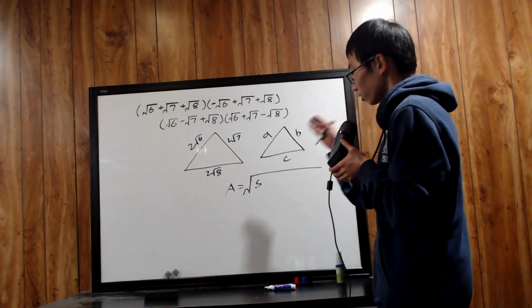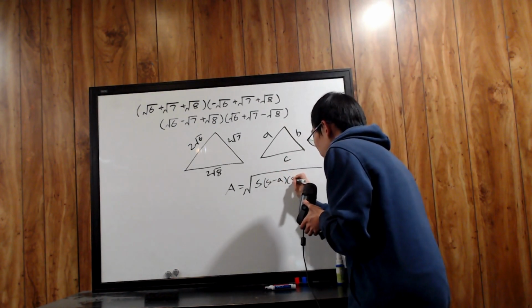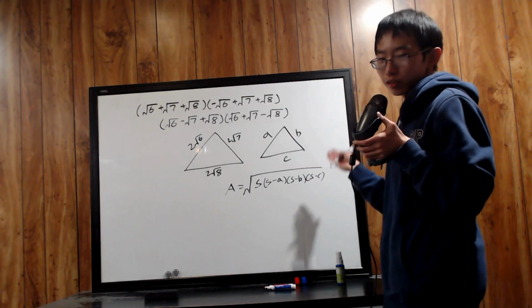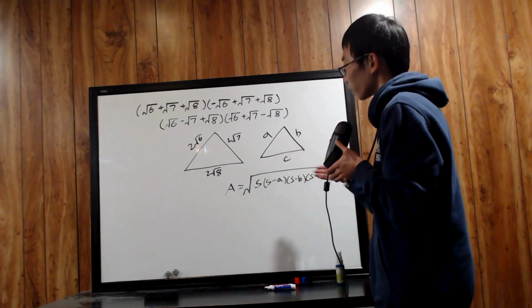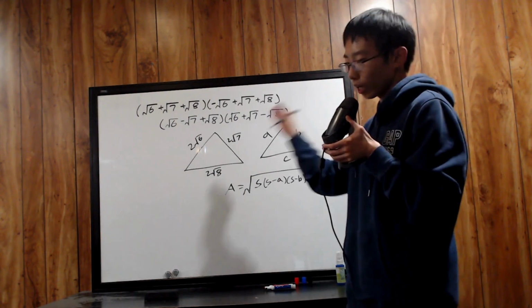That's S. So the area is equal to the square root of S times S minus A times S minus B times S minus C. It's a very, very useful formula for geometry and triangles in particular. We can use this formula to get the area.